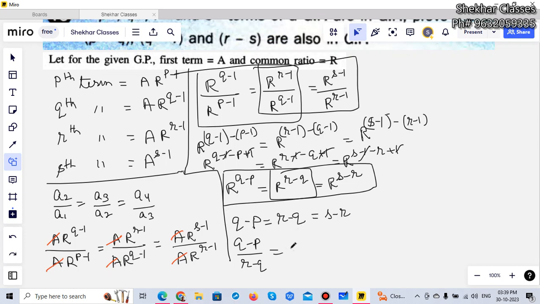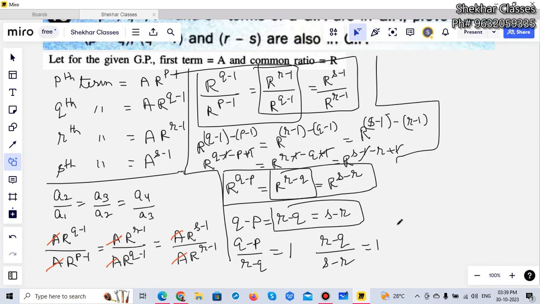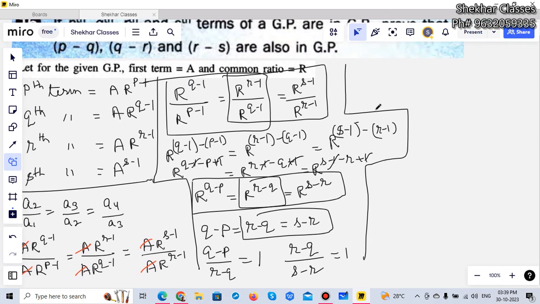So if these two are equal, then if I bring it down, it will be equal to 1. Same way, if I consider these two, it will give r minus q upon s minus r is equal to 1. So both are equal to 1. If both are equal to 1, we can further write that q minus p upon r minus q is equal to r minus q upon s minus r.